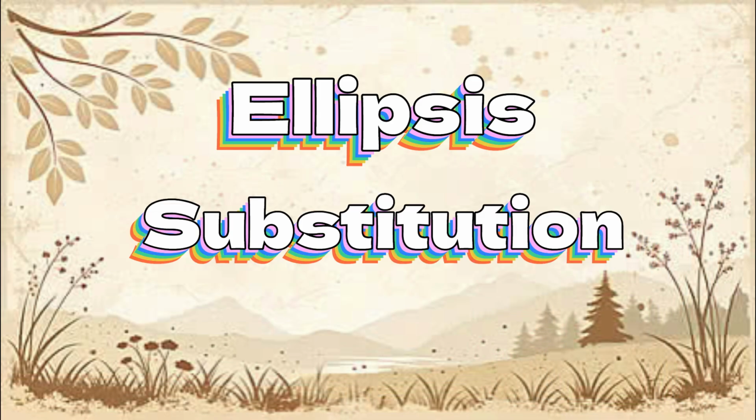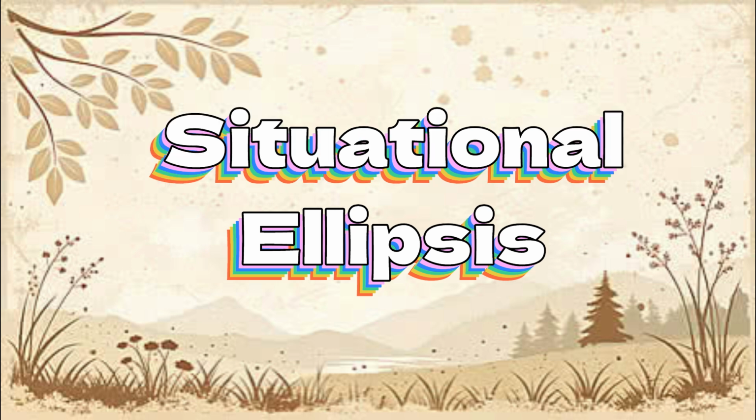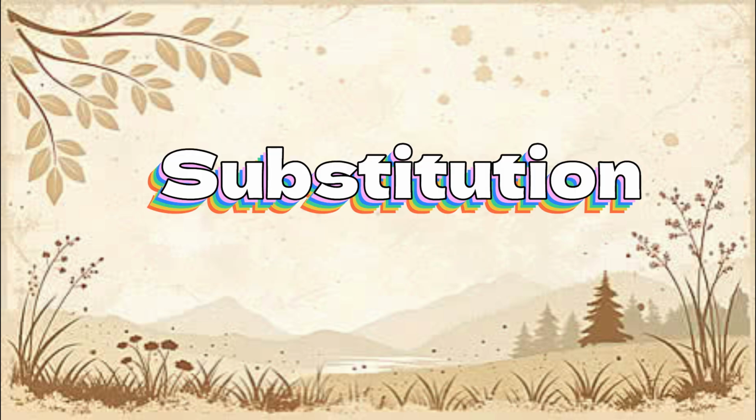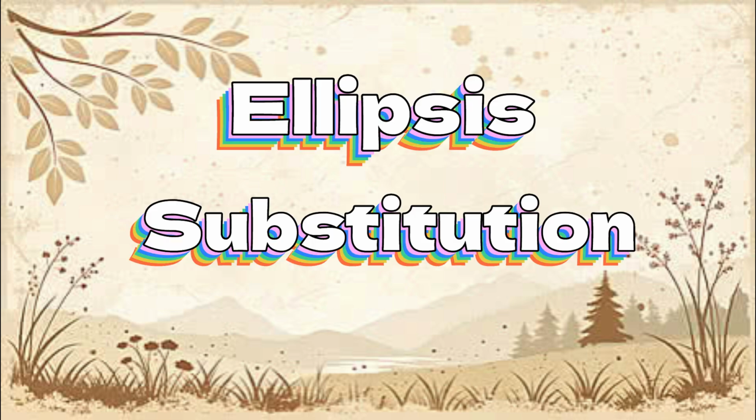So there you have it. Ellipsis and substitution are fantastic tools to make your English sound more natural and less repetitive. We've covered textual ellipsis, where you leave out words that are understood from the context, and situational ellipsis, which is common in informal speech. We also looked at substitution using one and ones, do and did, and so and not. Now, it's your turn to practice. Try to identify and use ellipsis and substitution in your daily conversations. You'll be surprised at how much it improves your fluency.